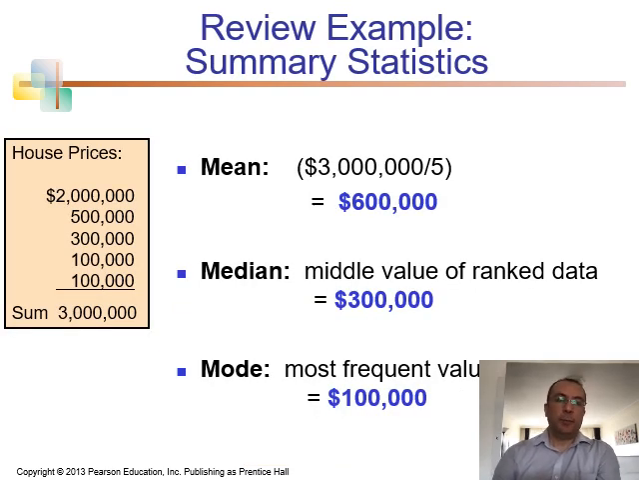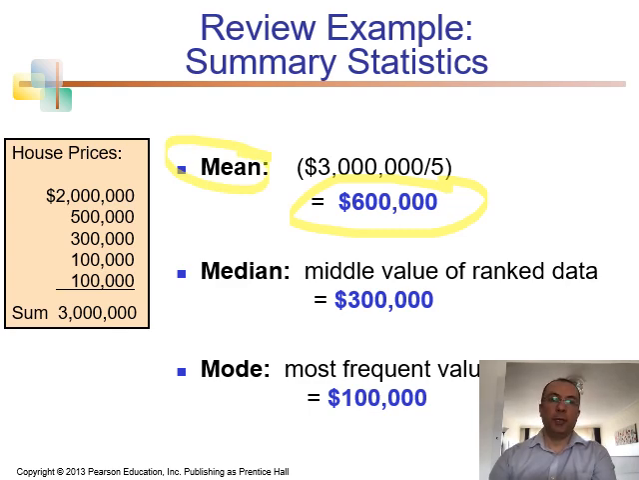So here's an example. We have house prices where we have 5 observations. The first house is very expensive, 2 million. And we have another one that's 500,000, another one 300,000, and 100,000 and 100,000. How do we find the mean? You add up all the numbers, 3 million, divide by the sample size, which is 5, and that number is the mean.